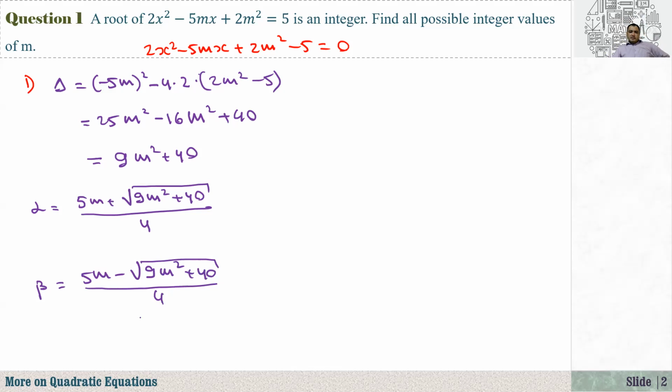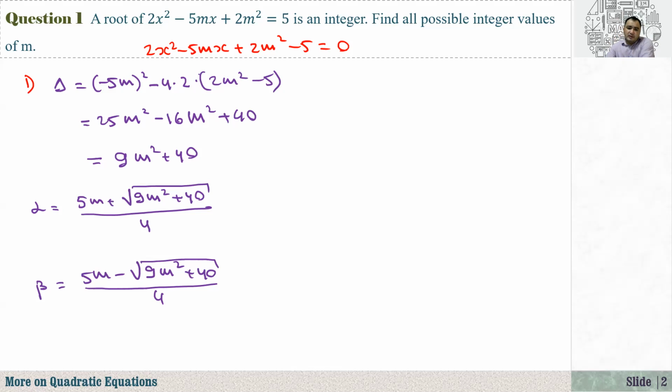Okay, so in this question, a root of 2x squared, right, is an integer, and find all possible integer values of m. Here also one of the roots, maybe alpha or beta, is an integer, and also m is an integer. Now from here, what is it? In 9m squared plus 40, m is an integer, and an integer plus the square root of something over 4, and for one of the roots to be an integer, the square root of 9m squared plus 40 must also be an integer, right?